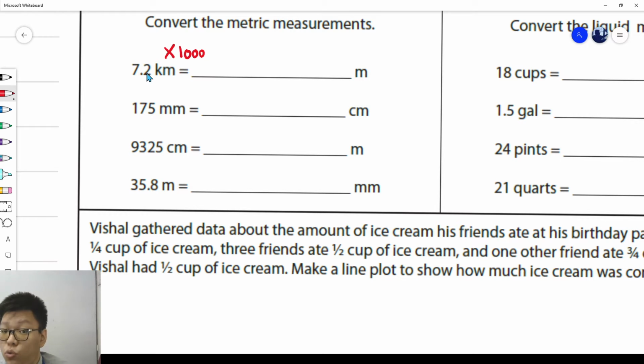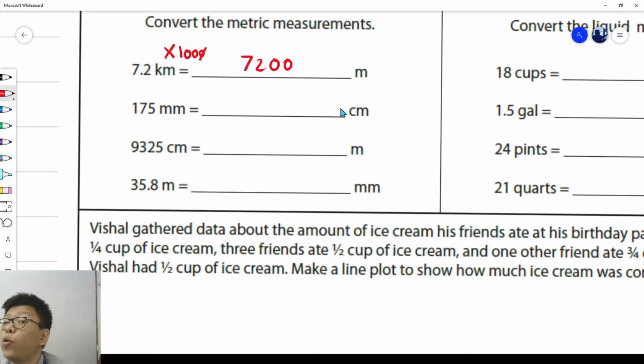Because this is 7.2, the first zero is to cancel the point. So after the point, it will become 72. And then you need to add 2 zeros. So the result will be 7,200. Second, millimeter to centimeter.